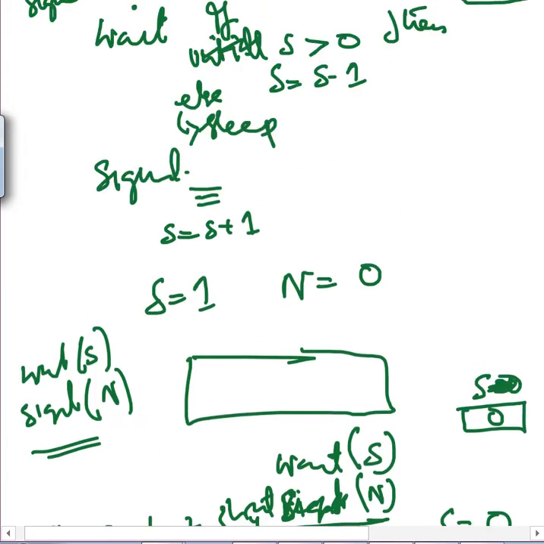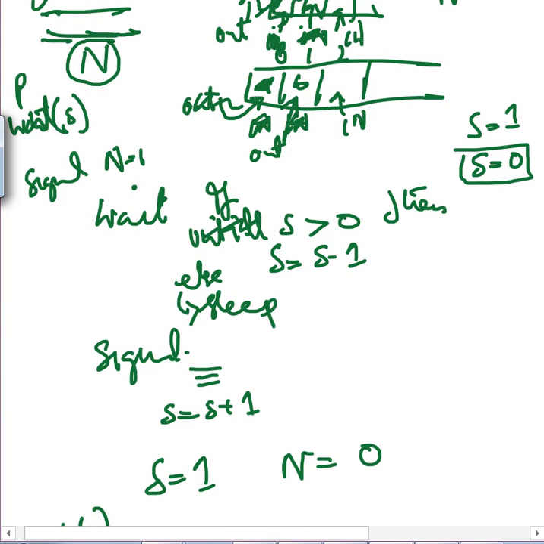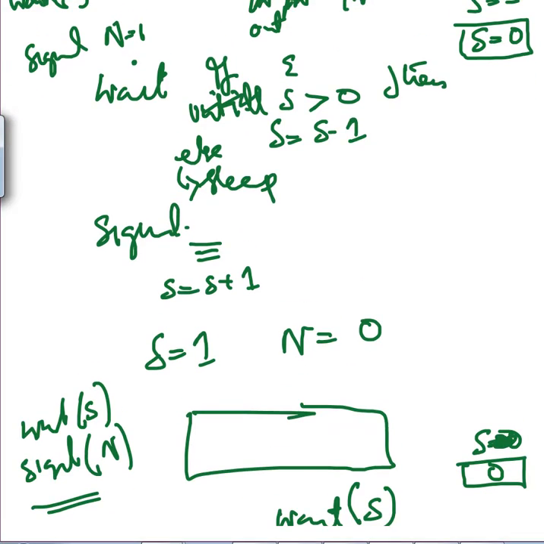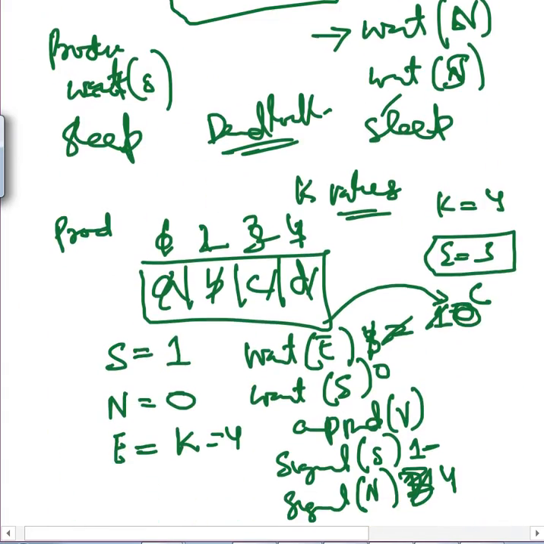If you don't remember, I will go back to the wait operation. If S is a semaphore variable, this time E is our variable. Now if E is greater than 0, then decrement it, else sleep. But it's not greater than 0 this time, it is 0. So what should we do? We're going to sleep.